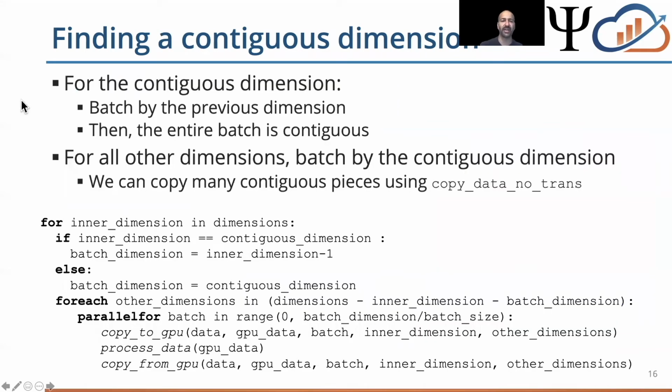So here's the algorithm for finding this contiguous dimension. For the contiguous dimension, just batch by the previous dimension. Then the entire batch is contiguous and you have a big chunk. For all other dimensions, batch by the contiguous dimension, and we can copy the many contiguous pieces by using this copy data no transpose that I showed you a few slides earlier. So this is what pseudocode would look like: for all dimensions, find an inner dimension. If this is contiguous, the batch dimension is the previous, else the batch dimension is contiguous. And then for all of the other dimensions, do a parallel for batch in the range of the batch dimension divided by the batch size: copy it to the GPU, process it, copy it back.